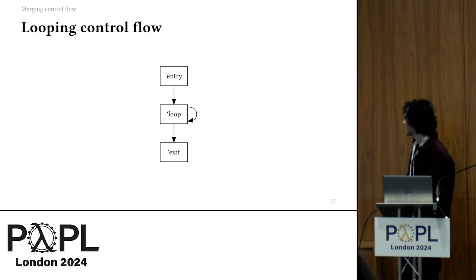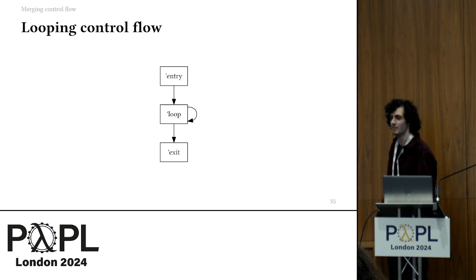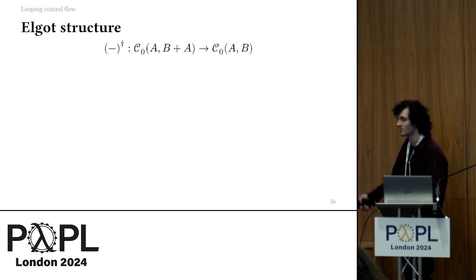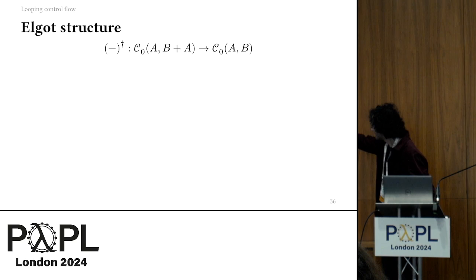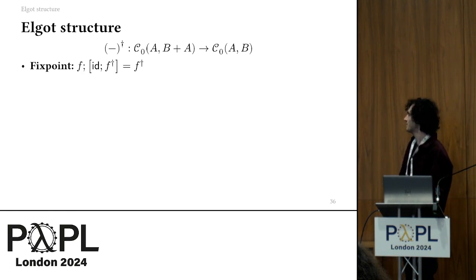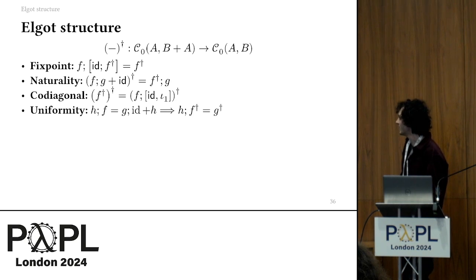So how can we merge the tree? Well, I also want to be able to write loops, like our little Fibonacci program. So we are going to have to be a little bit more clever. So how are we going to do that? We're going to introduce an LGOT structure, because of course we are, right? So what is an LGOT structure? Well, if I have a morphism from A to B plus A, I want to be able to take its fixed point from A to B. So I want this to actually be a fixed point, and I want it to satisfy some nice properties.